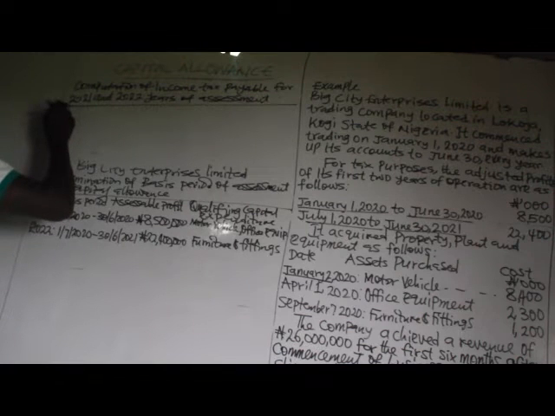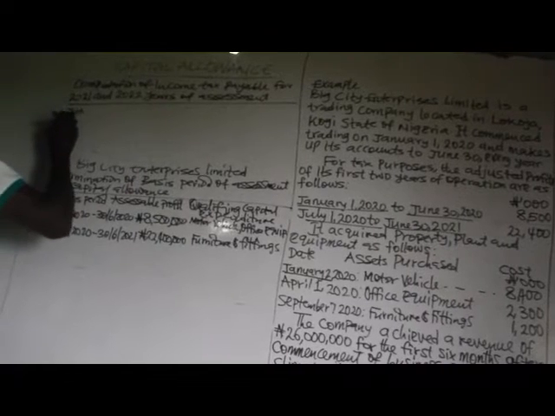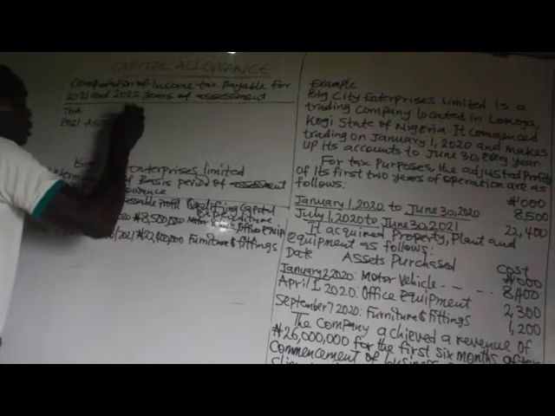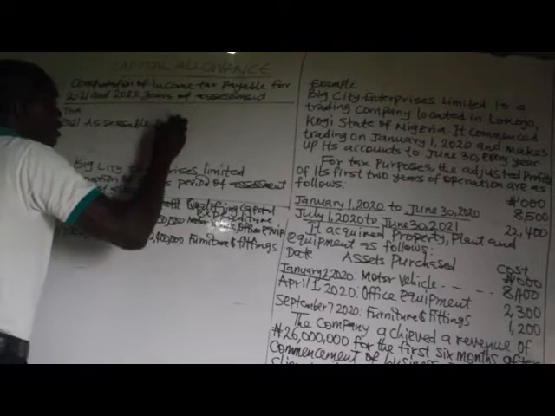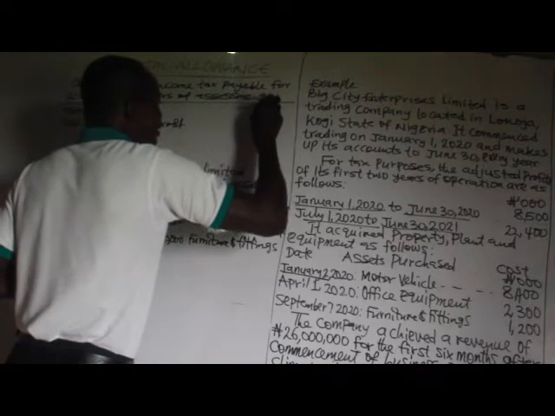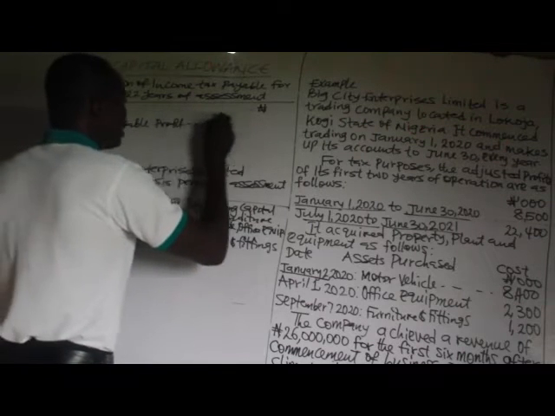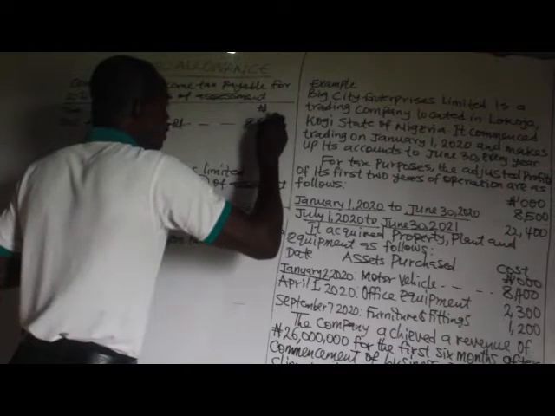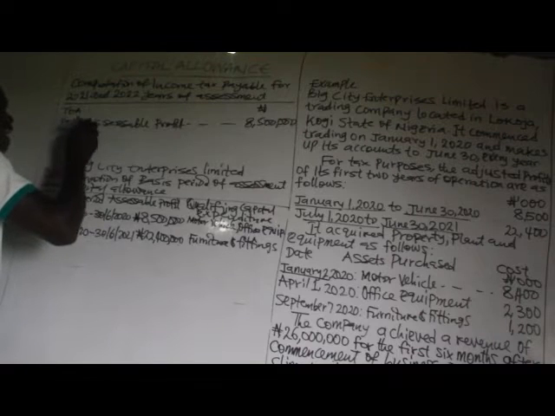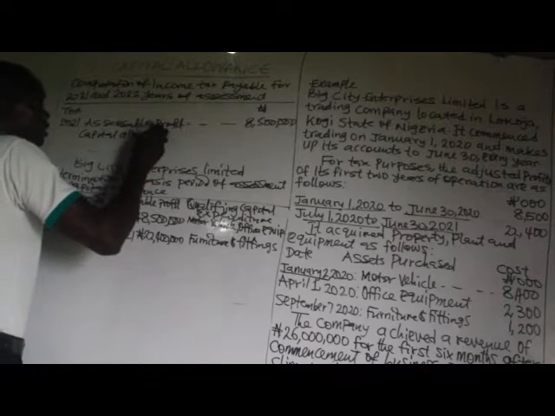Now, we have year of assessment. The first year of assessment is 2021. We have assessable profit. The assessable profit for 2021 amounted to 8.5 million naira. Then you now have your capital allowance, capital allowance for the year.